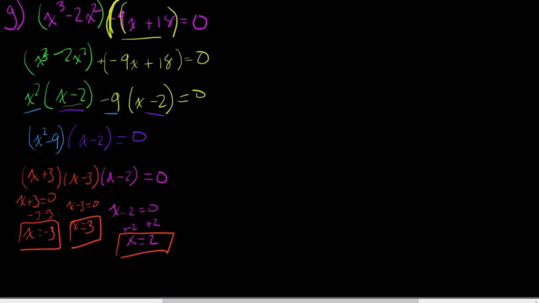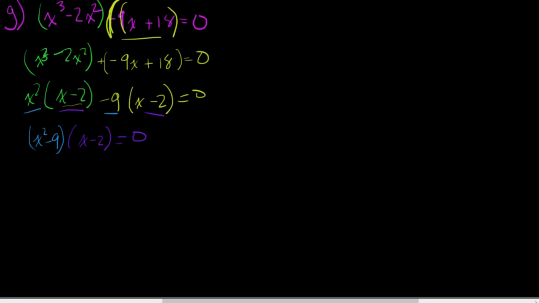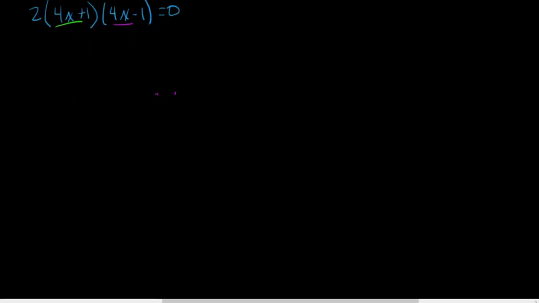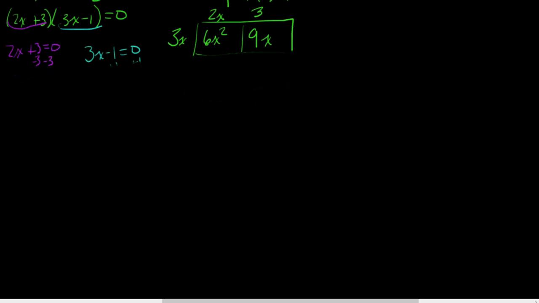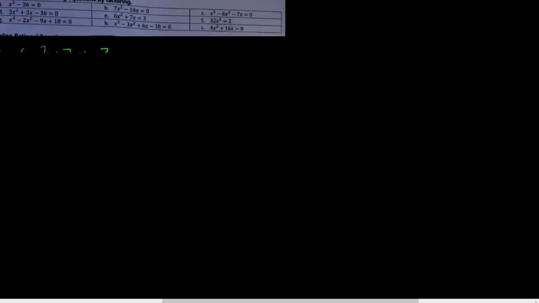Alright, a couple more. I'm at the end of my little slide, so I'll go ahead and erase these. Oops, sorry about that. Alright, H. H says x cubed minus 3x squared plus 6x minus 18 is equal to 0.